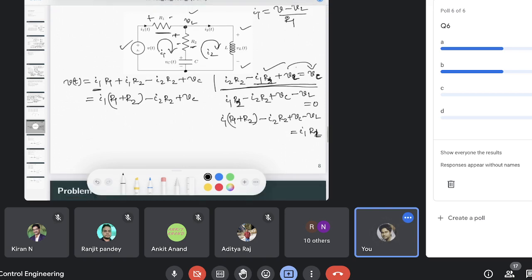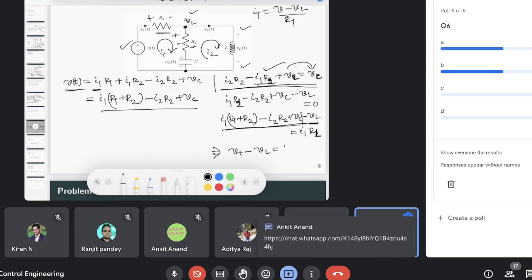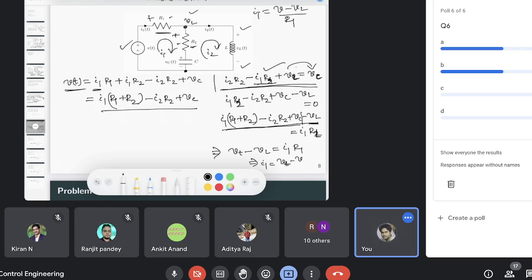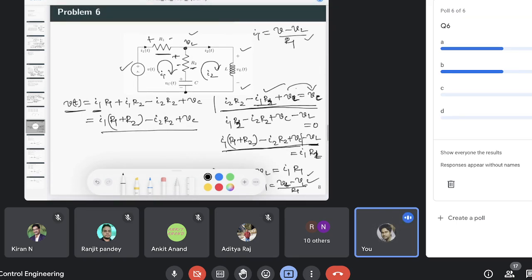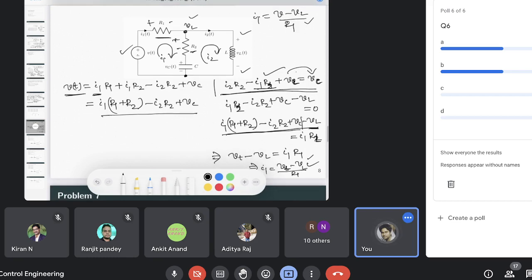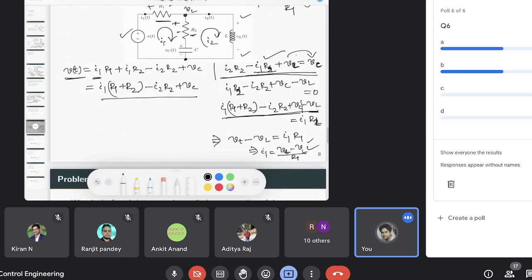Then this expression is simply, you can see from this equation, Vt, this first expression up to Vc, then minus VL equal to I1 R1. So you have I1 equal to (Vt minus VL) by R1. Is that clear? So in both cases you get the same expression for I1, so you can use either approach. Then we just put this I1 value here and simplify this expression, that's all.